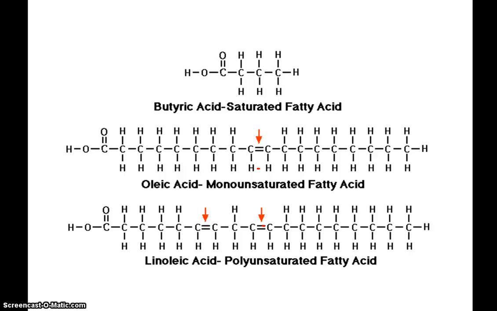If we look at the top diagram here, again, here's a saturated fat, all single bonds between the carbons. We've got oleic acid here in the middle. It's monounsaturated, so you can see there is just that one double bond in the middle. And then at the bottom we've got linoleic acid, which is polyunsaturated, so it's got two double bonds. Just a quick review so we know what we're looking for when we look at these bonds between the fatty acids.